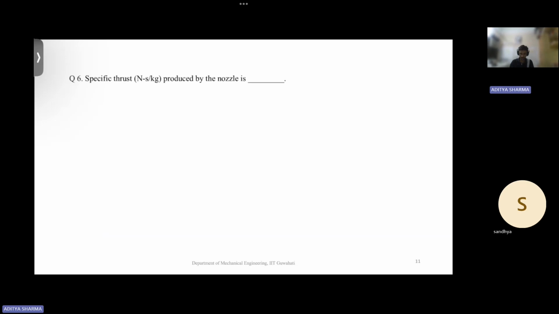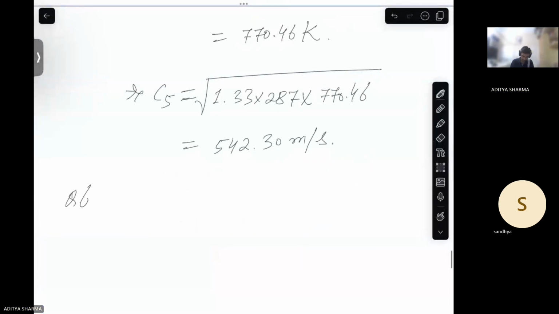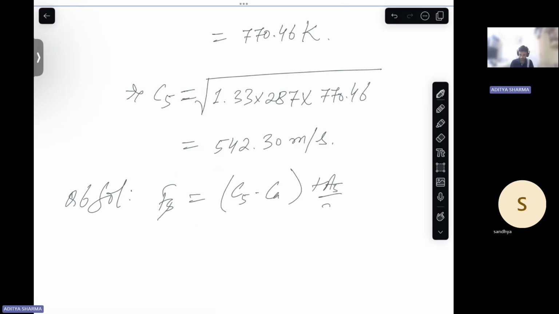Then specific thrust we need to find out of the nozzle. So to find out the specific thrust, what we will do is, question number 6, if you see, specific thrust Fs equal to C5 minus Ca plus A5 by mass flow rate, then Pc minus Pa.